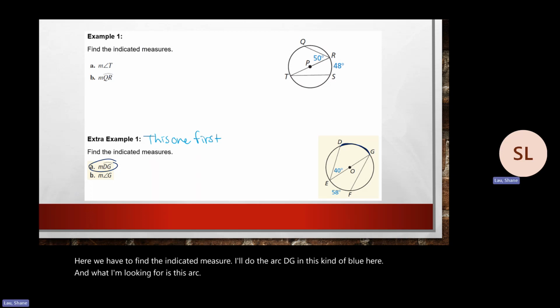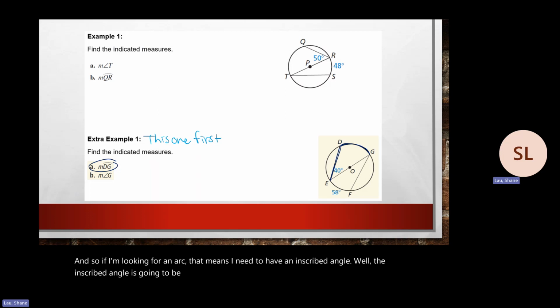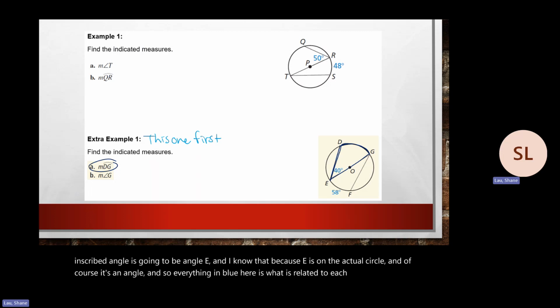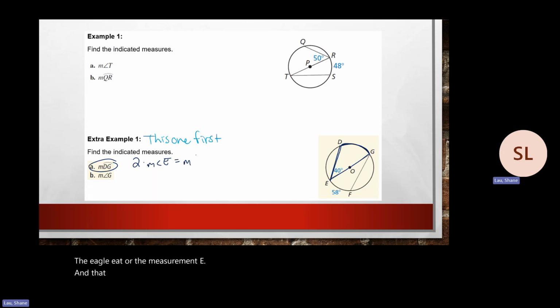If I'm looking for an arc, that means I need to have an inscribed angle. The inscribed angle is going to be angle E. I know that because E is on the actual circle, and of course, it's an angle. Everything in blue here is what is related to each other. So in words, it is 2 times the measurement of angle E equals the measurement of arc DG. Plugging in what we know, 2 times 40 is equal to the measurement of DG, which means this is equal to 80 degrees, and that's what DG is.